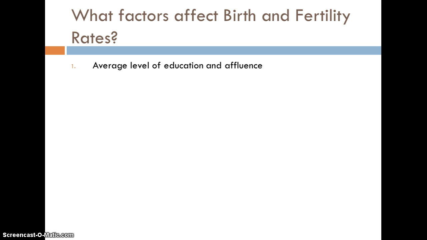Some other factors that affect birth and fertility rates. The first one is the average level of education and affluence. The more industrialized and affluent a country is, the more educated its women are, and they tend to have jobs. In developing countries, children are still seen as an important part of the labor force, so they may have more children to provide that labor.